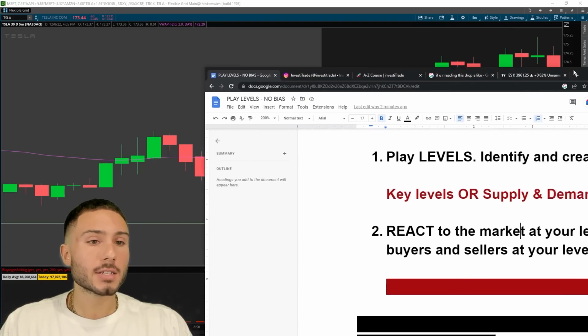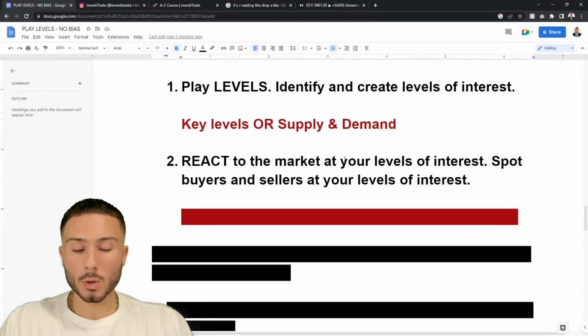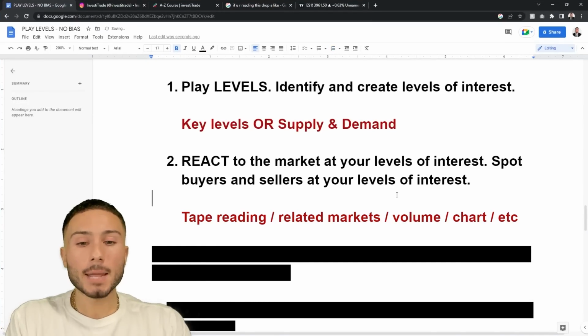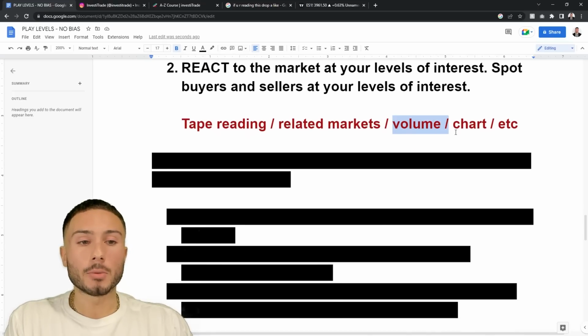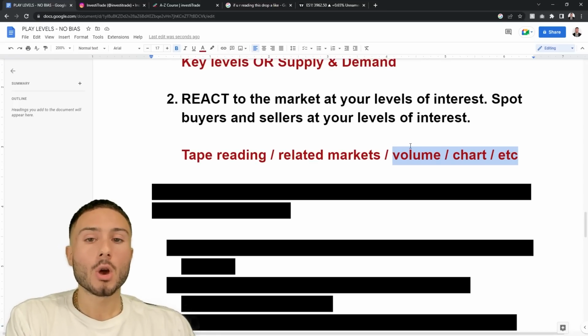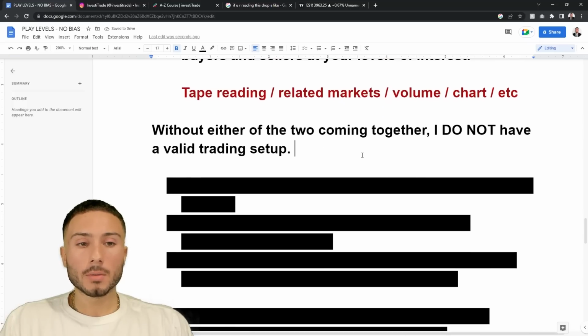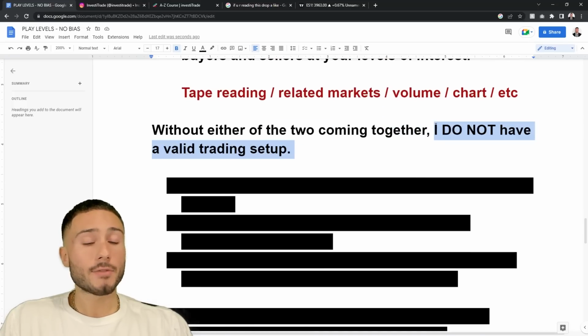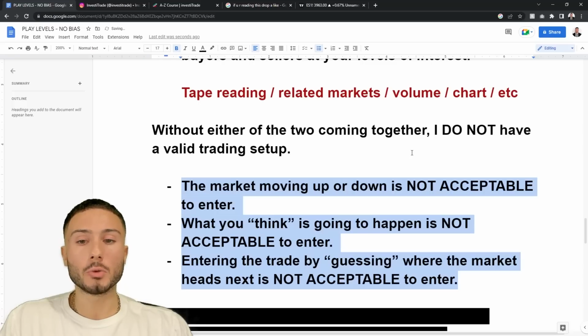And how do we do this? We do this by reacting to what the market gives us: tape reading, understanding related markets, looking at volume, looking at the chart. Maybe some people use candlestick patterns. You just want to position yourself at your level of interest with the participant that you are looking to trade at. Without either of the two, I do not have a valid trading setup. It's vital. I will not take a trade if I can't read the market and understand these 2 points.